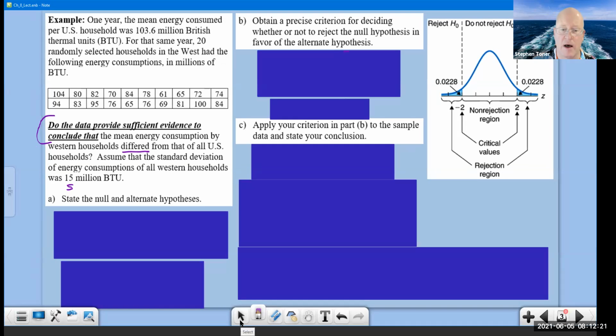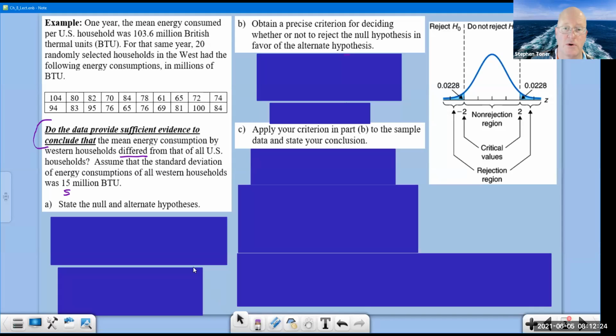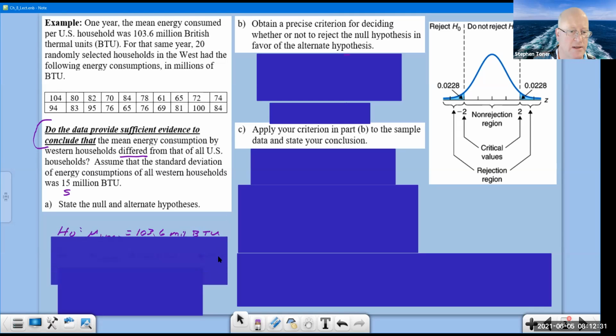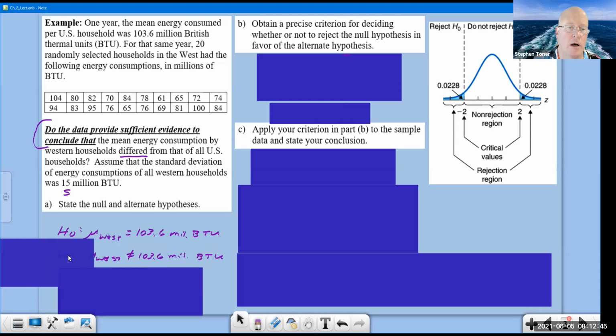Now, in any hypothesis test, you begin with your null and your alternate hypothesis. And I'm going to write this for you in two different ways. The first way is we're going to assume the null hypothesis H0 is that the mean in the West is equal to 103.6 million BTUs. It matches the US household mean. And then alternately, we're trying to show the mean in the West is not equal to, that comes from the word differed, the 103.6 million BTUs.